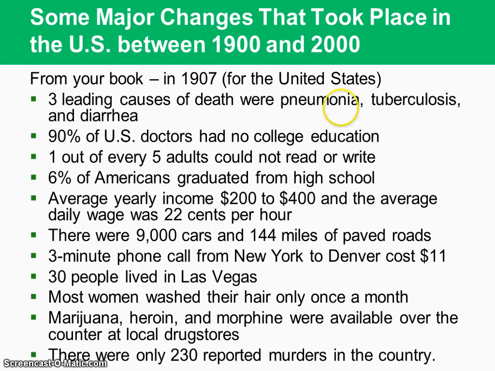I love this one down here. 30 people lived in Las Vegas. Women washed their hair once a month. Marijuana, heroin, morphine were available over the counter at the local drugstore, and 230 reported murders. So times have changed quite a bit. I did read most of them, but there are a couple other interesting ones in there, just to show you again how times do change.